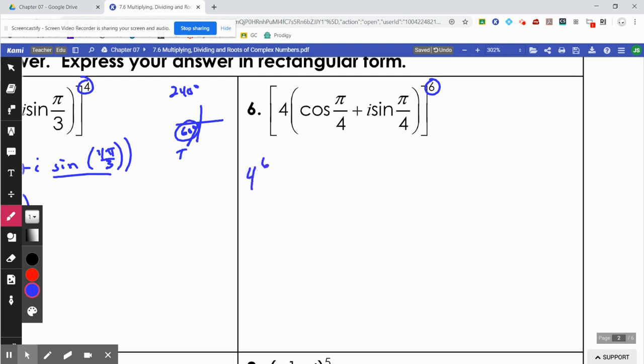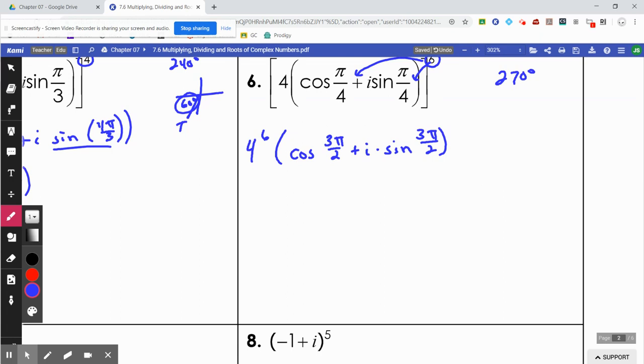Simply take your modulus, raise it to that power. And then you're going to take each angle and do the cosine of 6 times pi over 4. And 6 times pi over 4, when you reduce that, would be 3 pi over 2. Again, I simply multiplied the angle by 6, and that's what you get. Now 3 pi over 2, that's 270 degrees, so that's a quadrantal angle. 4 to the 6th power, let's go ahead and clean this up. 4 to the 6th power is going to give you 4,096.